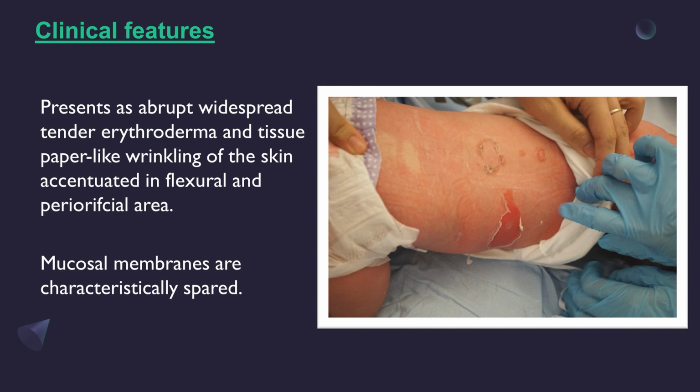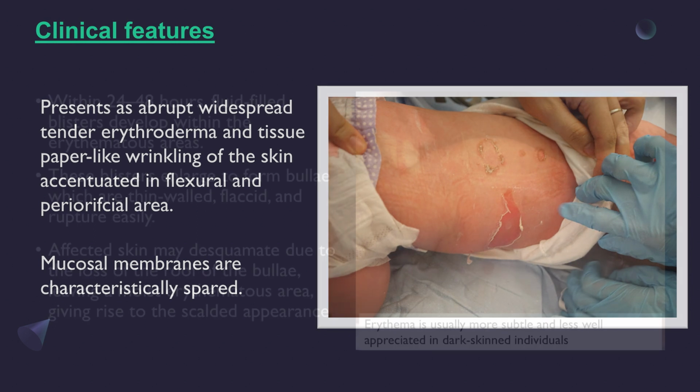Okay, it's one of the few dermatological emergencies, and you just never know who's going to walk into the clinic. So it presents as abrupt, widespread, tender erythroderma and tissue paper-like wrinkling of the skin, which is mostly accentuated over the flexures and the perioral areas. So that was classical in this girl. She had it over her perineum, over the perioral area, as well as the armpits. Mucosal membranes are characteristically spared.